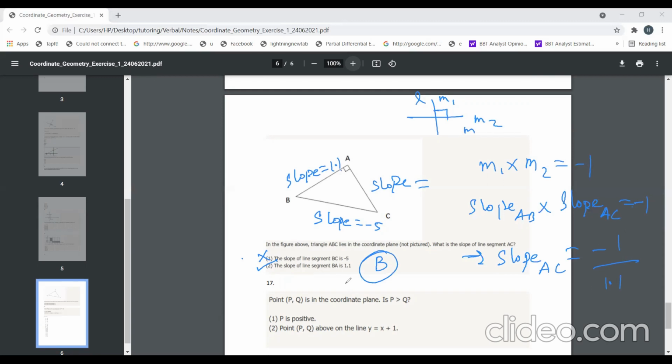B. Neha ji, make sense? Yes. Did you know this? No. You don't remember. So you should write it down then. The only condition is these two lines should be perpendicular to each other. The reverse is also true. If the multiplication of slopes of two lines is equal to minus 1, that means these two lines are perpendicular. Can we move ahead? Yes, sir.